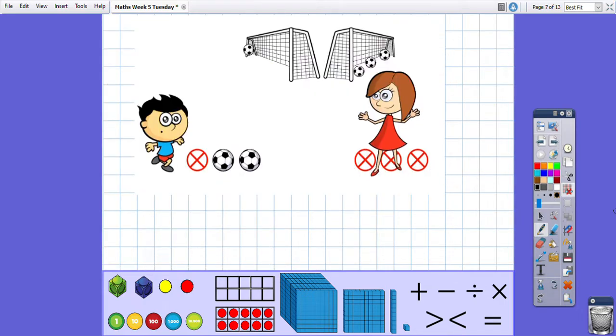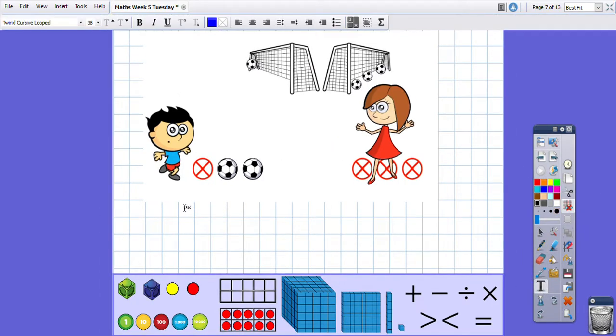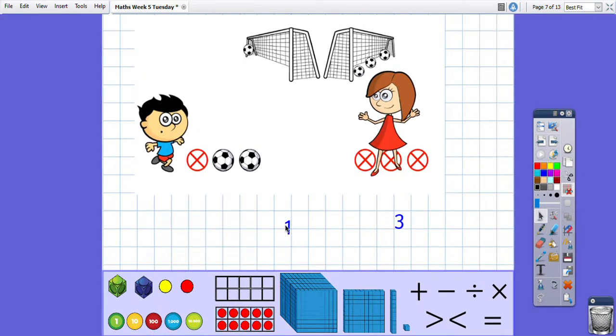Here are 2 children playing football. Okay, so what have we got? We've got 1 goal scored and 3 goals scored. Who scored the most goals? Let's put the numbers in the middle so we can compare them.